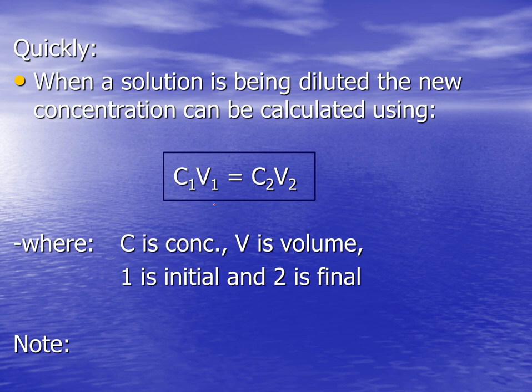C is going to be concentration, and with molar concentration, we always want that to be moles per liter. V is volume. It could be in milliliters, it could be in liters. It doesn't really matter as long as the units work out in the end. So we can play around with what units of volume we want, but stick to moles per liter for concentration. 1 denoting the first solution, the original one we're starting with, or initial solution, and 2 is going to be the new solution or the final solution.